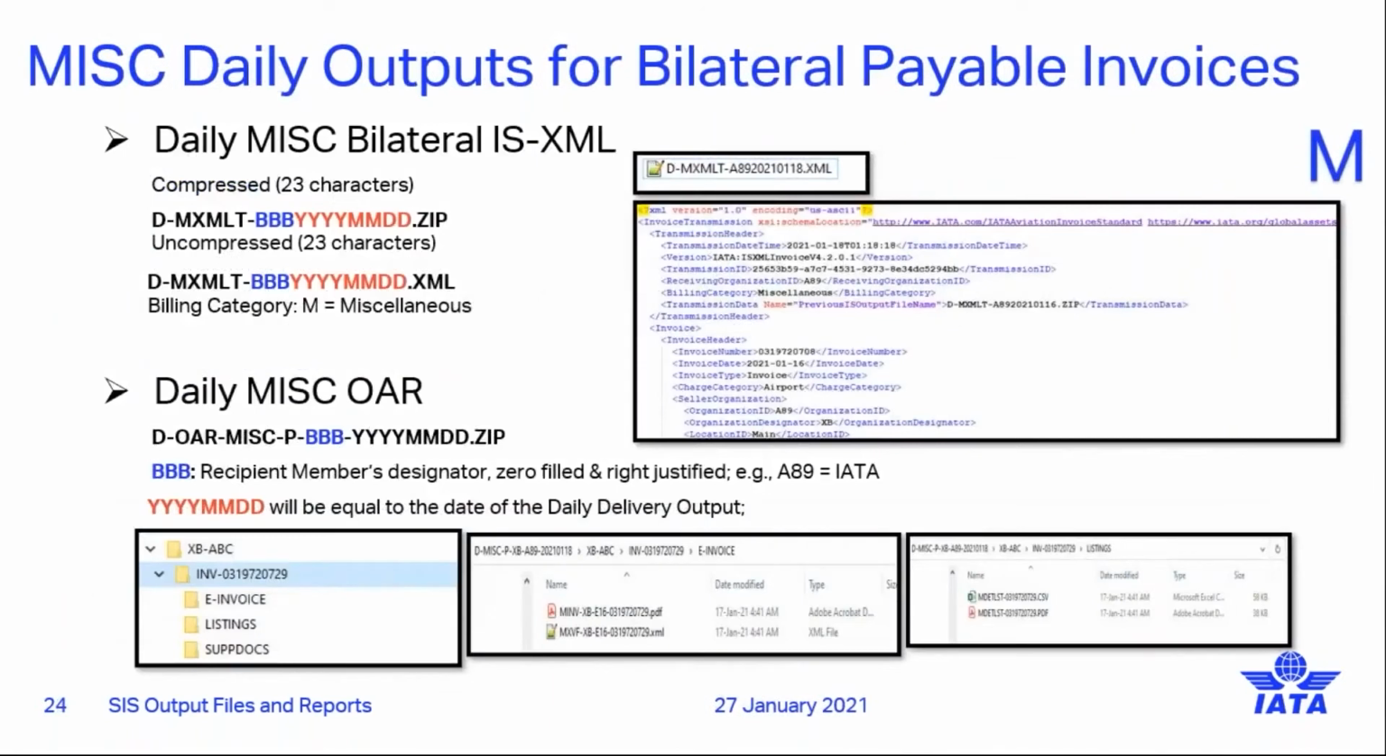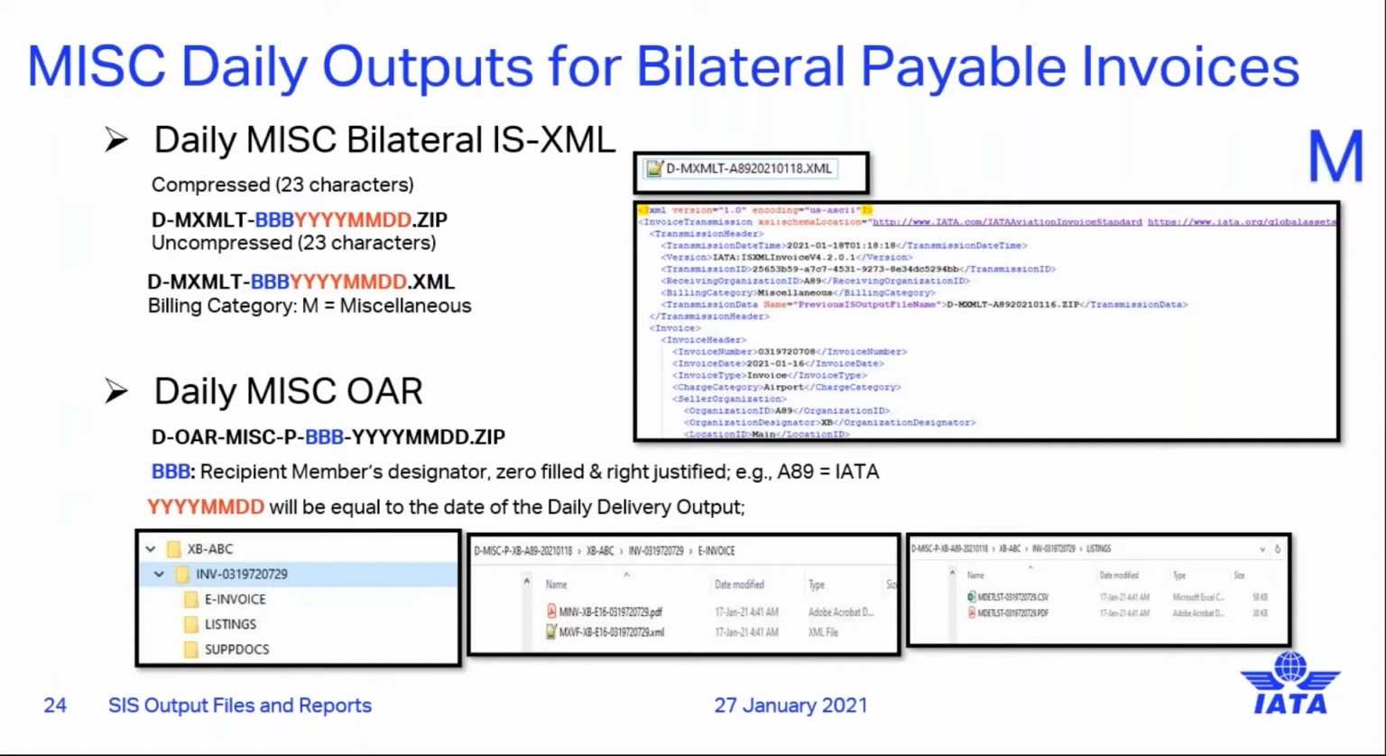Moving forward, we will see how the miscellaneous daily outputs for bilateral payable invoices are named. So this is the naming convention. Please note here that the difference is that they start with the letter D, which stands for daily, and they will always start with M because they are offered only for the miscellaneous billing category.